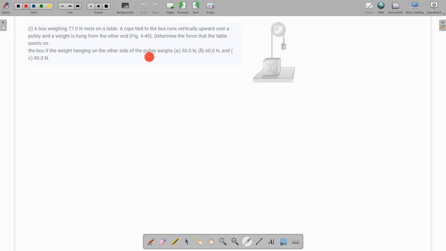If the weight hanging on the other side of the pulley weighs 30, 60, and 90 newtons, so there are three parts. Let's talk about it. The weight of the box is 77 newtons. So let's show it over here. This is 77. We would have a tension over here, and we would have a normal reaction over here as well, which we have to find.